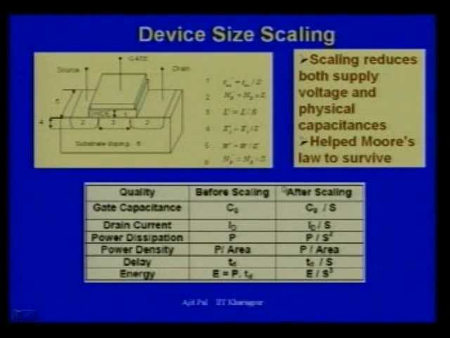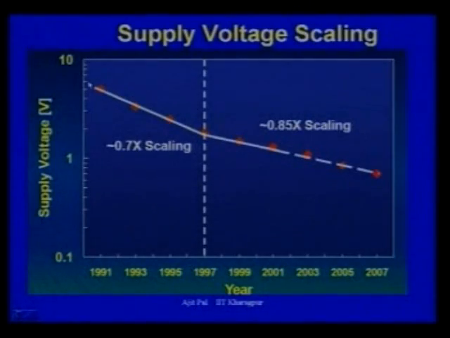So what we find here is that because we are reducing the dimensions, we are able to reduce the supply voltage and the threshold voltage, and that has led to increased performance without increasing the power dissipation; rather, power dissipation is reducing. So this is one way of reducing power dissipation, through supply voltage scaling. And this is another way of showing the scaling. This is how the various dimensions are scaled over the years, starting from 1991 to 2007.